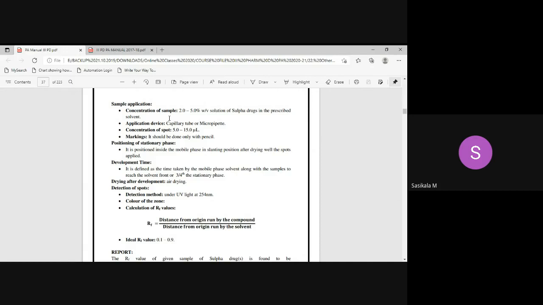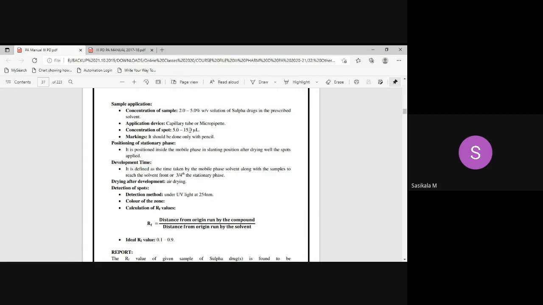In that particular solvent, we can dissolve the sulfur drug. Okay, what is the concentration? 2 to 5% weight by volume. Application devices: micropipette, or we can use a capillary tube. It is only qualitative analysis, you are going to determine the RF value, you are not going to determine the concentration. When you go for quantitative analysis, then you can go with a micropipette. You can measure accurate volume and spot. With a micropipette, 5 to 15 microliter can be spotted over the TLC plate.